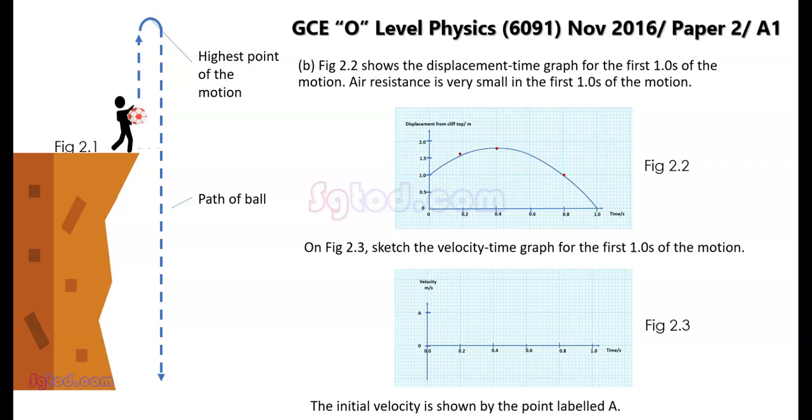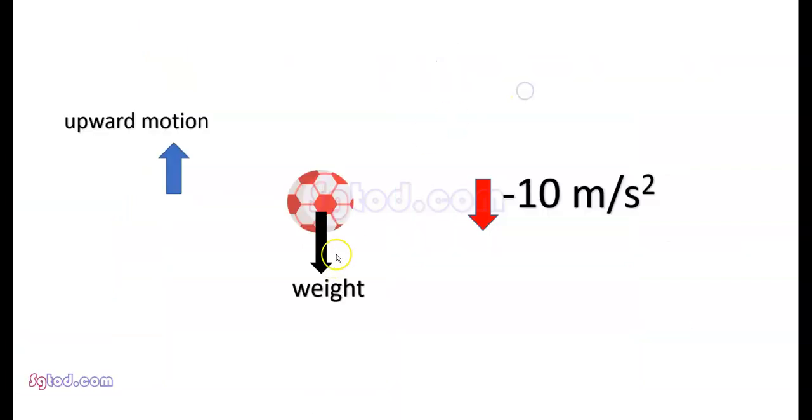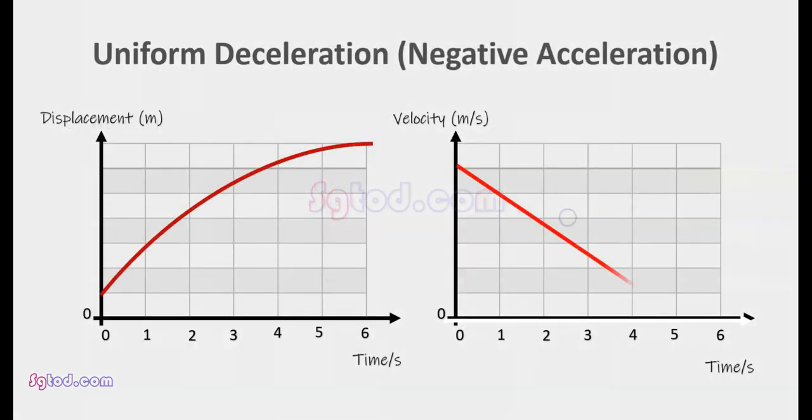Now for this question, we are told that the air resistance is very small in the first 1 second. If the air resistance is very small, then there is only one force, a downward weight, that is causing a negative acceleration or a deceleration on the ball. This negative acceleration is the acceleration due to free fall, which is a constant. We have learned previously that for acceleration that is constant, or also known as uniform acceleration, the velocity time graph must be a straight line. For a straight line graph, only 2 points are needed for the graph to be sketched out.